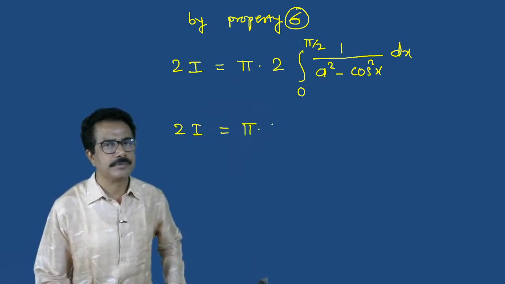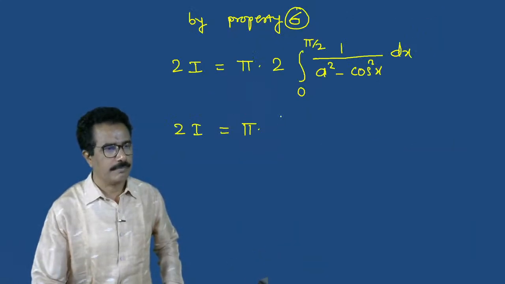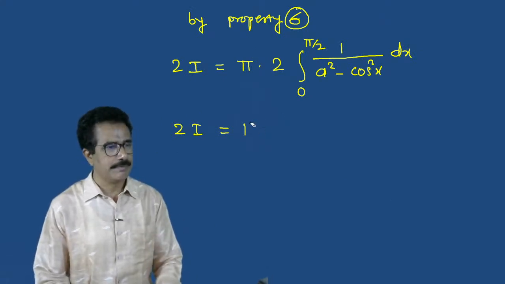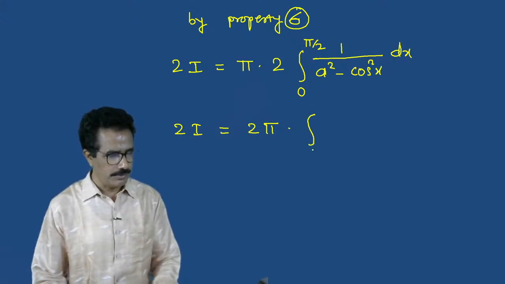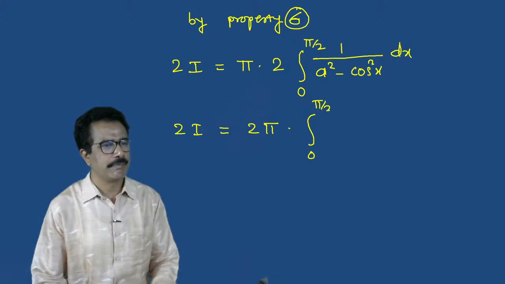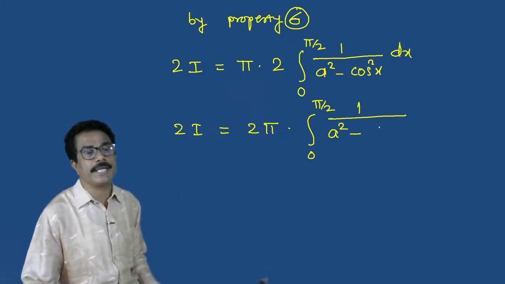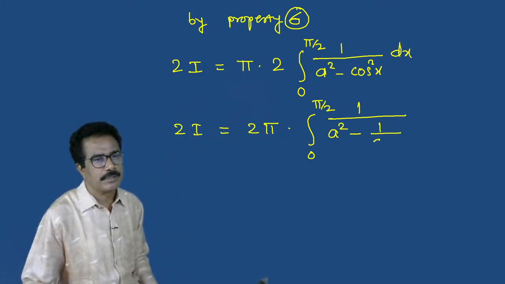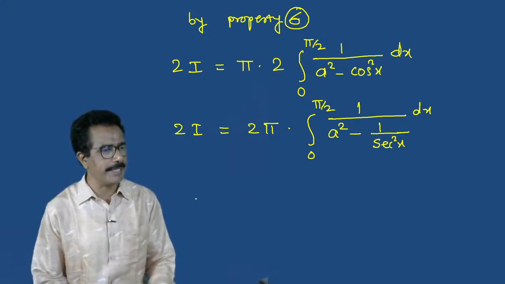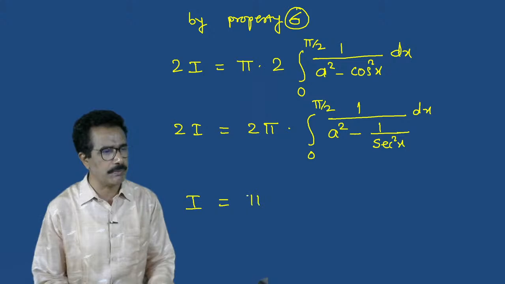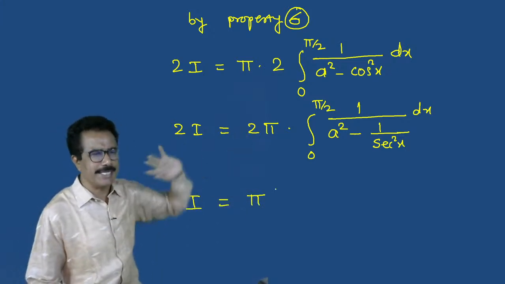pi into, so 2 pi into the integral from 0 to pi by 2 of 1 upon a square minus cos square x, and we can write cos square x as 1 upon sec square x, dx. So the 2 will get cancelled, so I is equal to pi into, now these two will get cancelled easily.